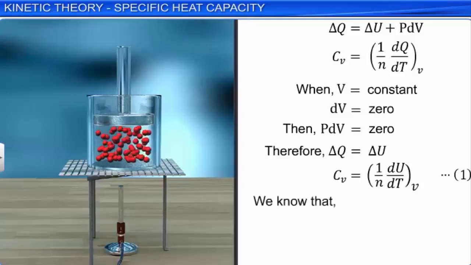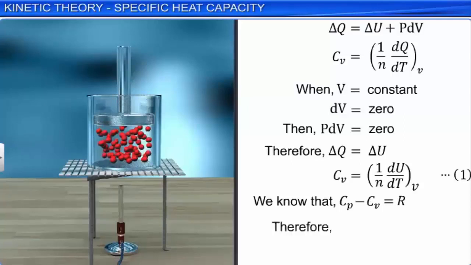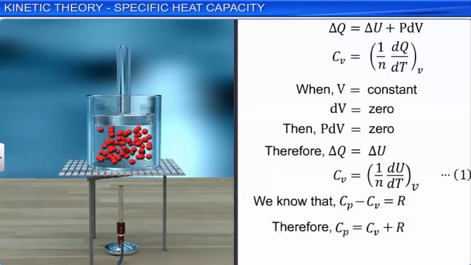Then the molar specific heat capacity at a constant pressure can be found by using the relationship between Cp and Cv. That is, Cp minus Cv is equal to R. Therefore, Cp is equal to Cv plus R. Let this be equation 2.